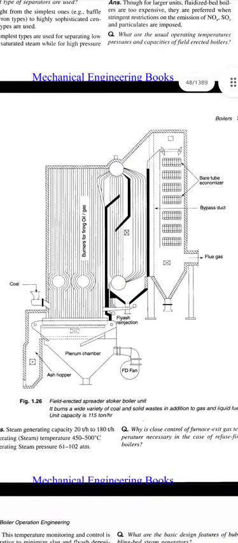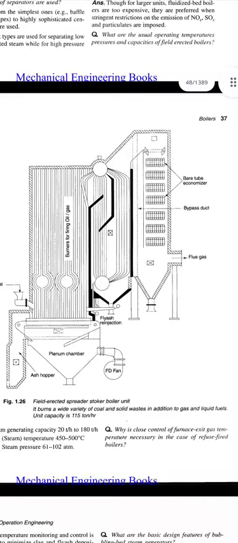In here we can see first the diagram. Field erected spreader stoker boiler unit. It burns a wide variety of coal and solid waste in addition to gas and liquid fuels. Unit capacity is 115 ton per hour.